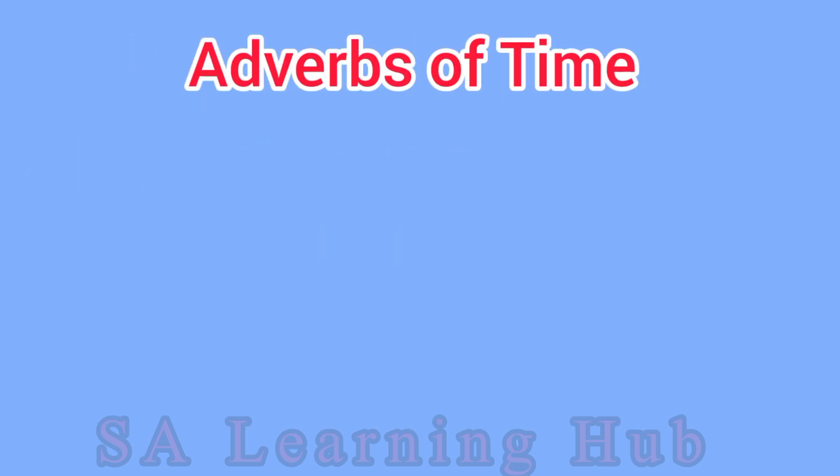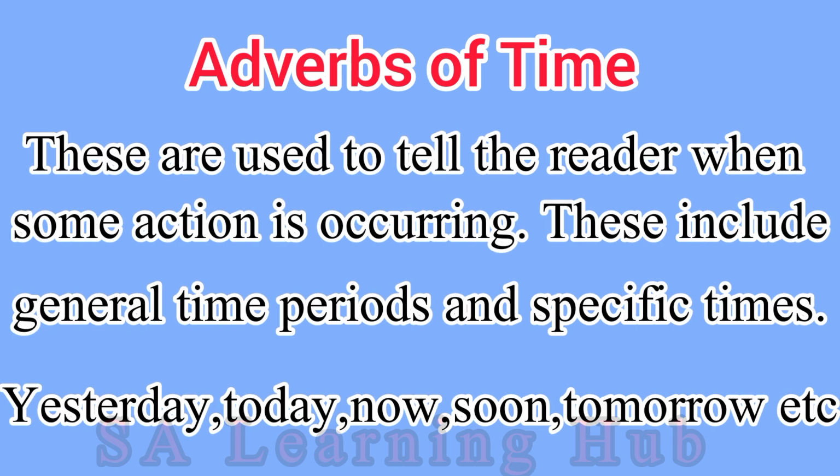The second one is adverbs of time. As the name suggests, the adverbs of time are used to tell the reader when some action is occurring. Adverbs of time include general time periods and specific time periods. We can identify an adverb of time by asking the question when. For example, it includes yesterday, today, now, soon, tomorrow, the day after tomorrow, next month, forever, etc. In a sentence, we can use it like we will leave tomorrow. In this sentence, tomorrow is an adverb of time.